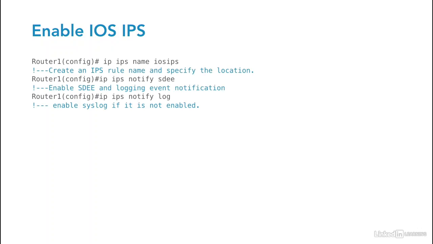Then you'll enable IOS IPS. First, create an IPS rule name and specify the location.